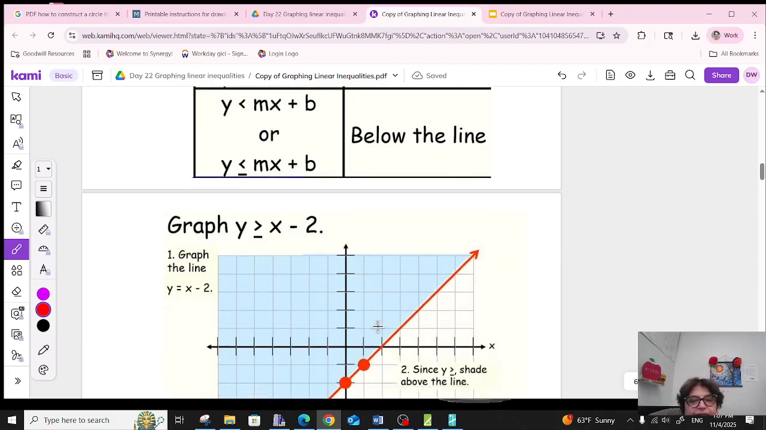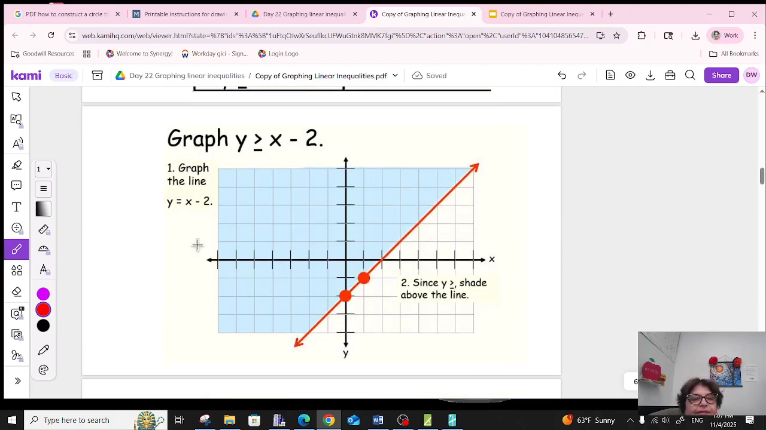Okay, so like right here, graph y is greater than or equal to x minus 2. See here how it said greater than? So greater than means shade above the line, right? The extra line under this means that it needs to be solid. We still graph this equation the same. I'm going to go down to make my dot.